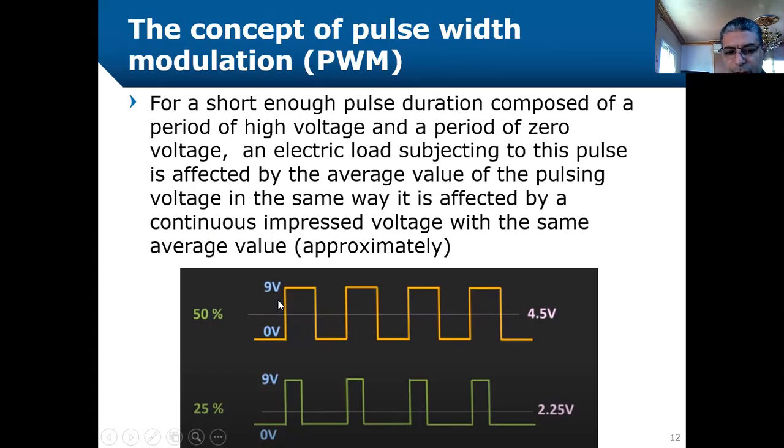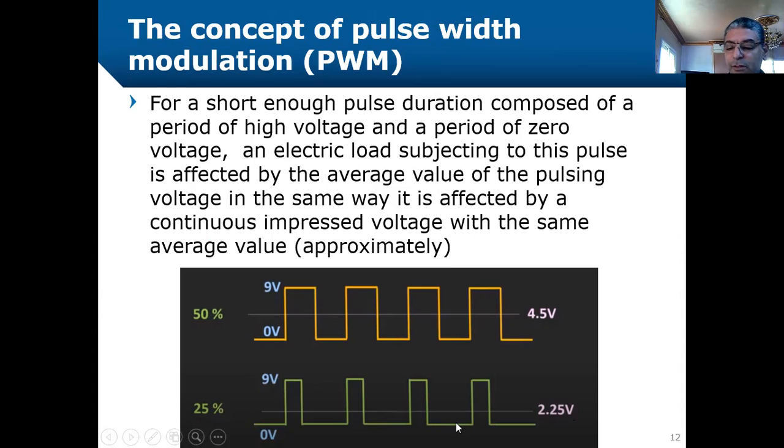So for example, we give here 2 examples. We have an available voltage of 9 volts, and we apply this 9 volts for 50% of the duration. We call this 50% the duty ratio. So if we apply 50% duty, we get 4.5 volts out of the 9 volts. This is the voltage which is effectively seen by the load. Another example, if we apply only 25% of the 9 volts available, we get 2.25 volts applied to the load terminal.